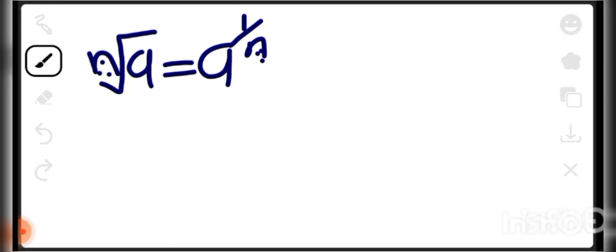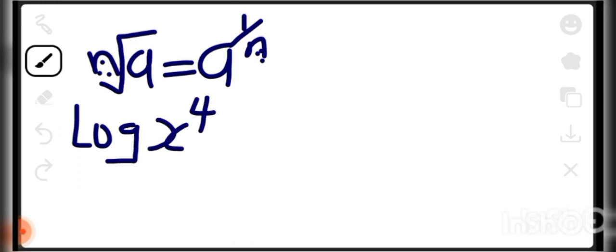Now let's look at something. Let's look at this question. I would like you to try this one yourself before watching the solution. Log s raised to power 4 to base 5 is equal to 8. Find s. So I would like you to do this one yourself before poking your nose into the solution.